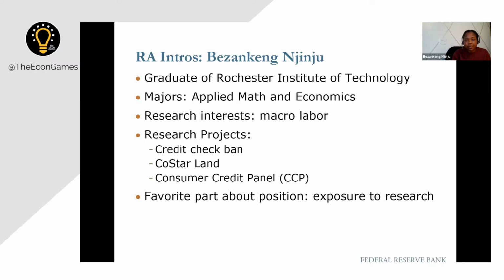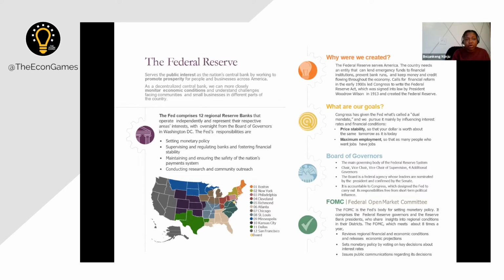So next, we're going to talk a bit more about the Federal Reserve system as a whole, and then kind of segue into the RA position. So the Federal Reserve pretty much serves the public interest as a nation's central bank. The Fed is comprised of 12 regional reserve banks that operate independently with oversight from the Board of Governors. So we have our 12 districts, and then we also have the Board of Governors in DC.